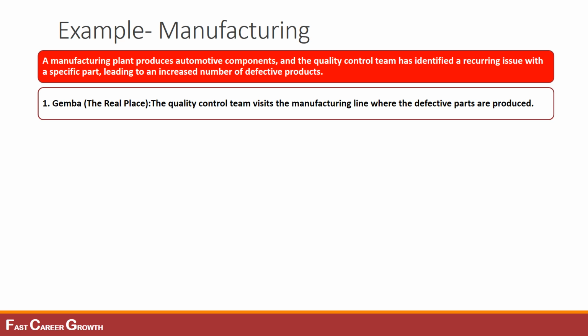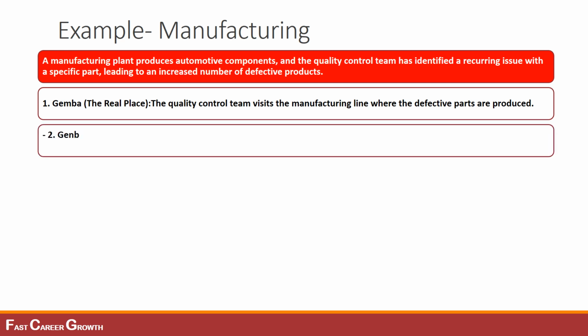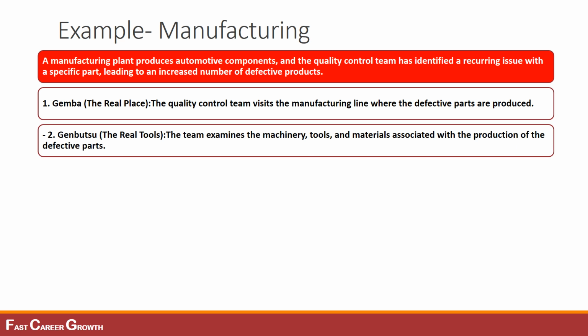Second is GENBUTSU, the real tools. The team examines the machinery, tools, and materials associated with the production of the defective parts. Purpose of GENBUTSU: by directly interacting with the tools and materials, the team gains insights into potential issues such as machine malfunctions, tool wear, or the use of substandard materials.